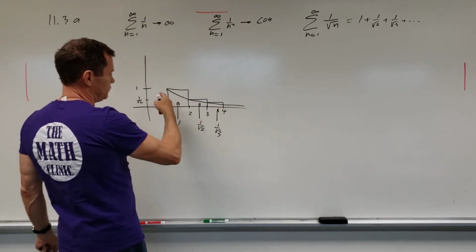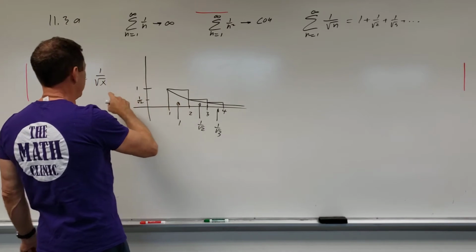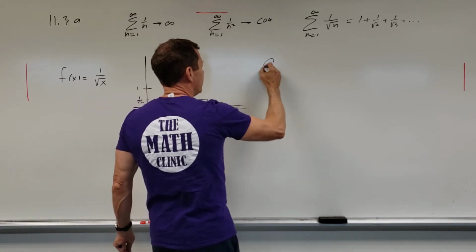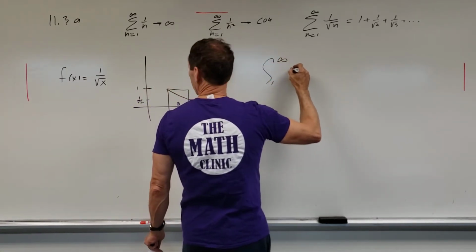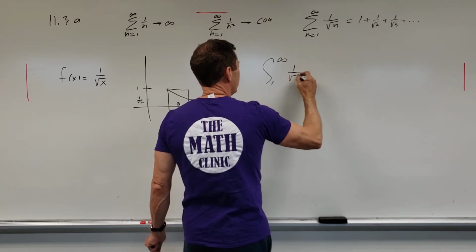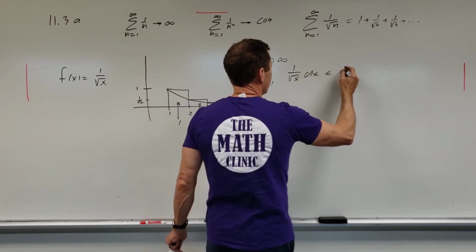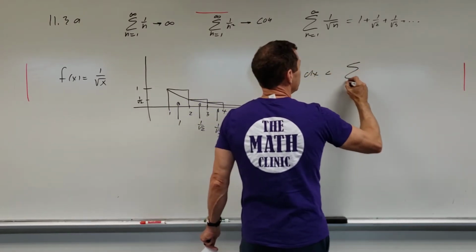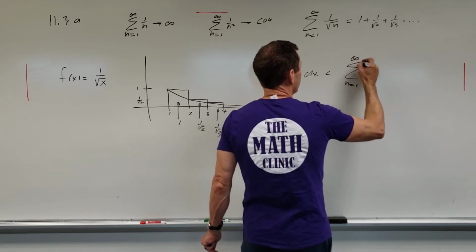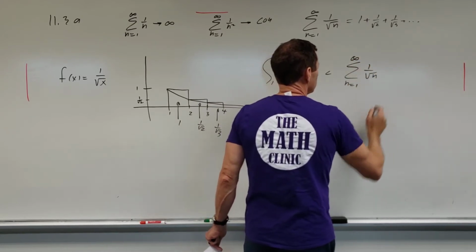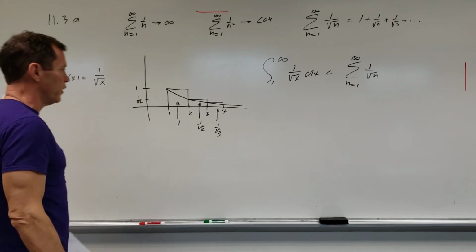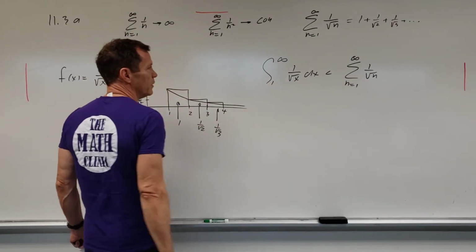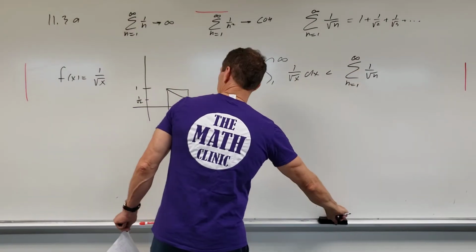Now let's look at the integral. The integral is less than, so I do know this. The integral from 1 to infinity of 1 over square root of x dx is less than the summation n equals 1 to infinity of 1 over square root of n. I know that. So what I'm going to do is show that this blows up, and that's going to make that blow up.